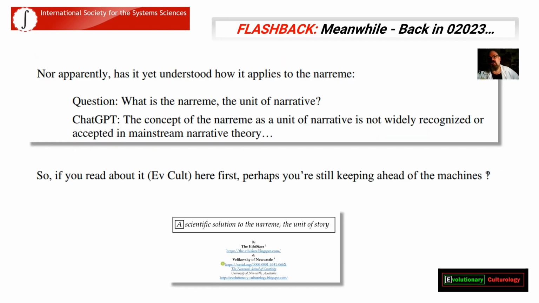Meanwhile, back in 2023, apparently back a year ago it didn't understand how EvCult applied to the Narreme. If you asked a year ago, ChatGPT 4, what is the Narreme, the unit of narrative? It didn't know. It says the concept of the Narreme as a unit of narrative is not widely recognized or accepted in mainstream narrative theory. Yeah, well, maybe because they're all postmodernists and science deniers. If they read a bit of science or meta science, they might find out. So anyway, next.